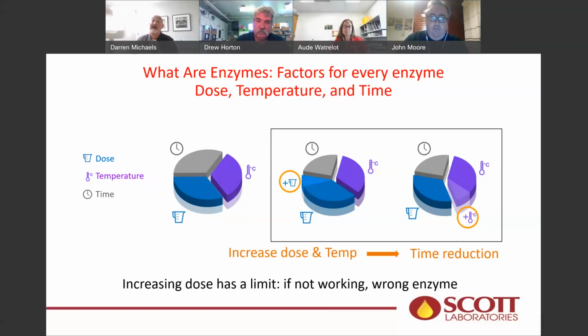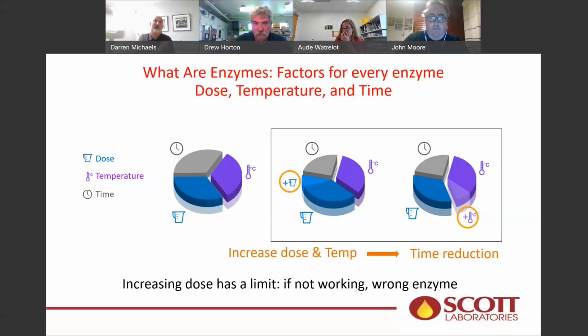If you don't have a lot of time, like you're trying to depectinize for flotation or settling your must, or settling a juice because it's going to start fermenting, you could always increase the dose or increase the temperature. If you're at a low temperature, you're going to have to increase your dose or increase the time, and vice versa.